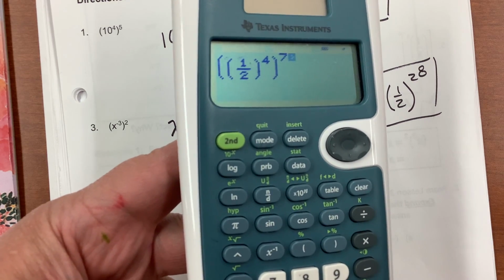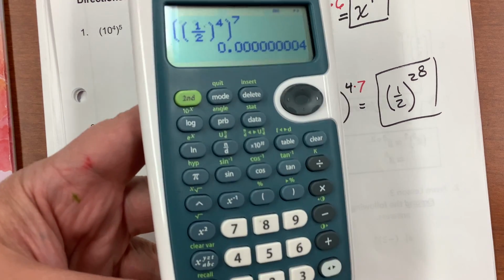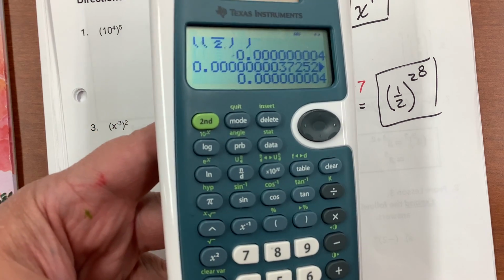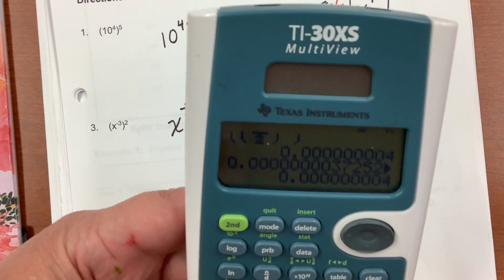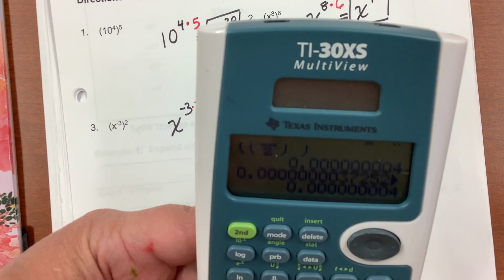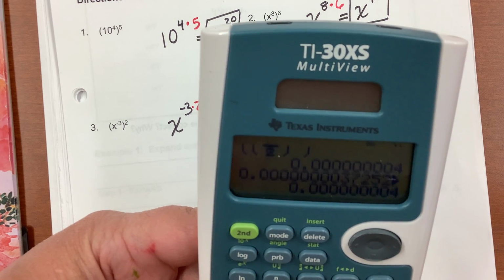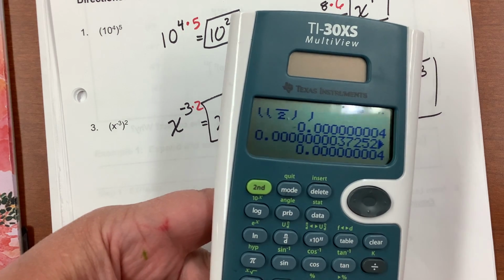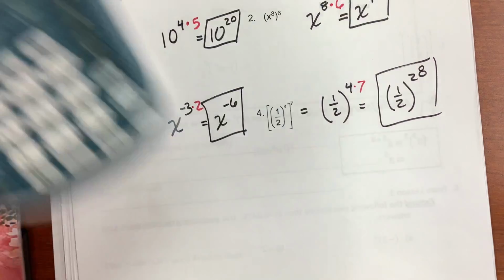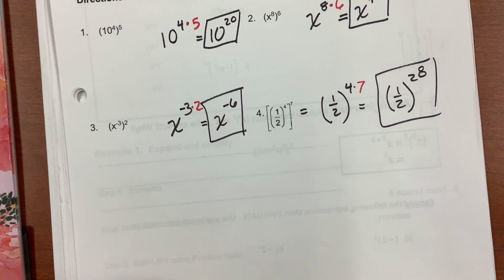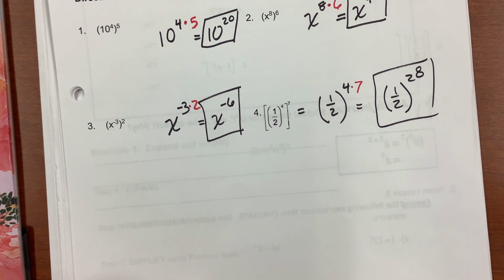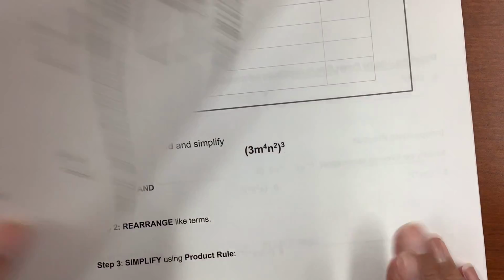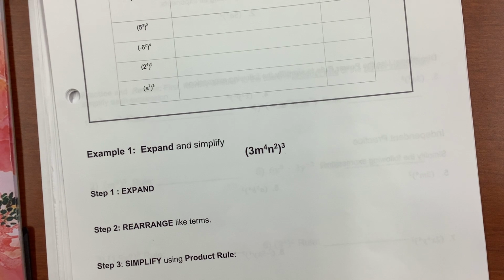And when I hit enter, oh my goodness, I don't want that. Oh dear. That just makes it worse. I wonder what happened. We're going to learn about fractions with exponents again. Nope, that's enough for now. Talk to you later.